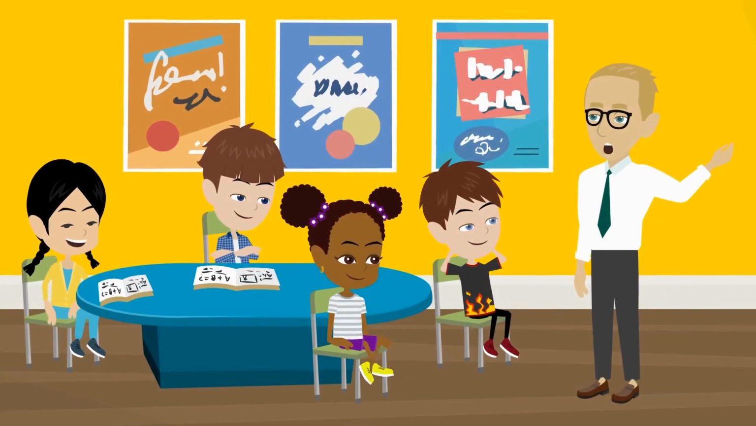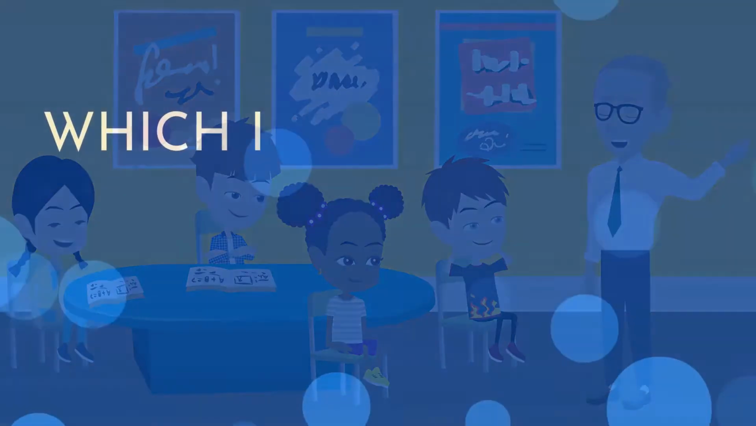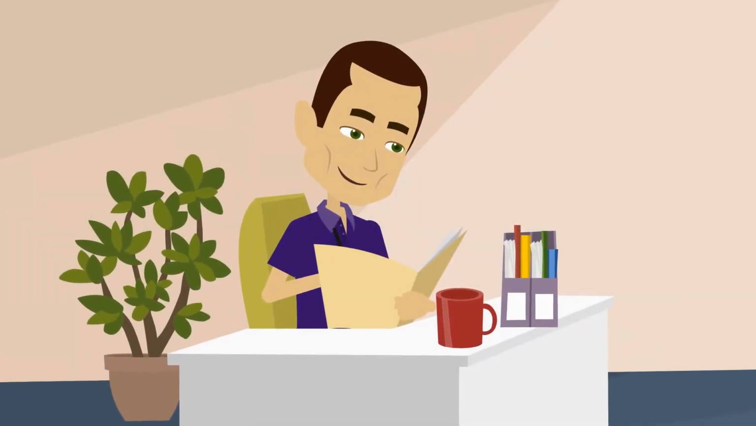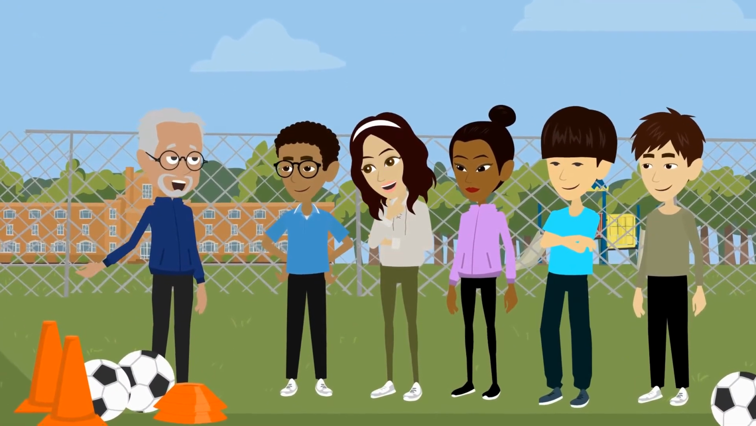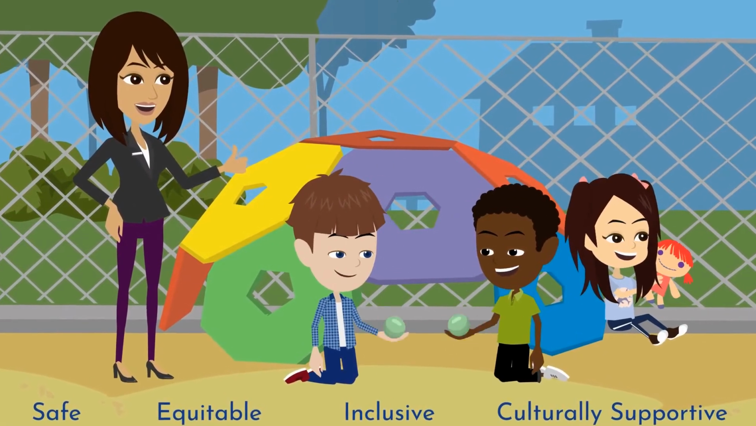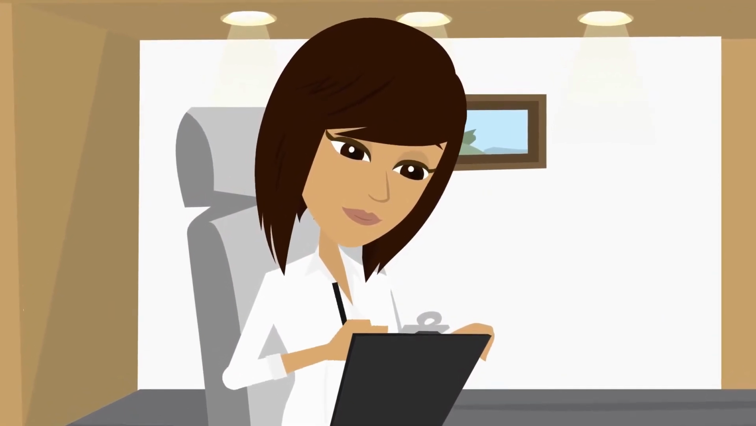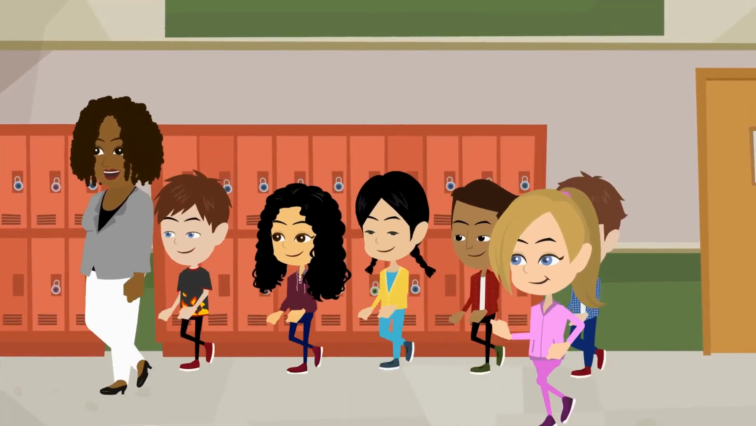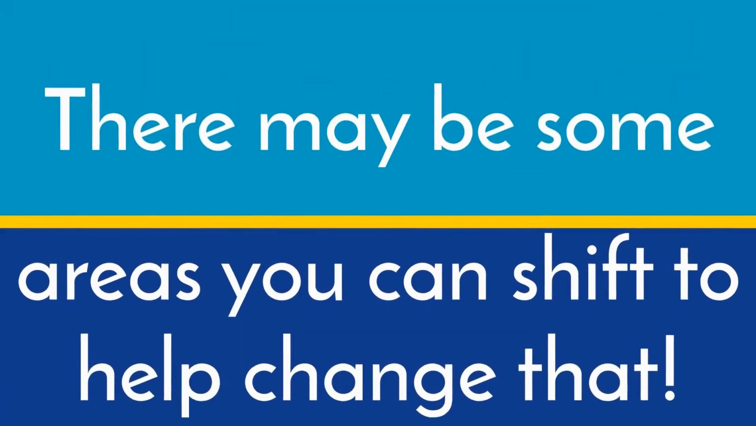As well, the rules in these zones are oftentimes determined by the person in charge of that zone, which in most cases will be you. With this role comes some responsibilities to become more aware of, so you're making sure to create and cultivate zones that are safe, equitable, inclusive, and culturally supportive. This means being aware of the rules and expectations you have in place and how it gets communicated to your students. If you're finding that students are having trouble following your zone rules, there may be some areas you can shift to help change that.